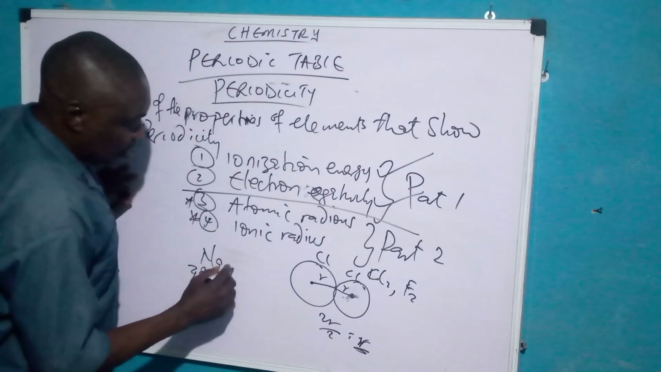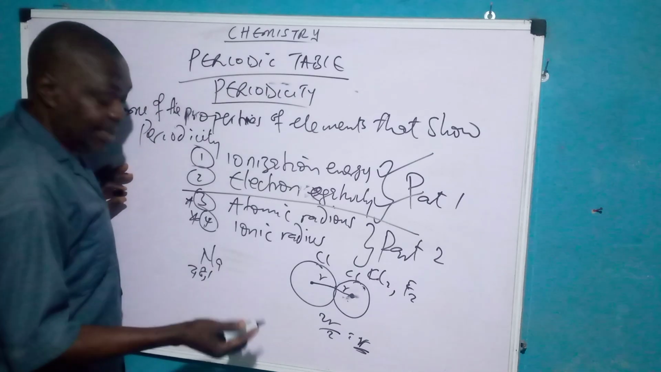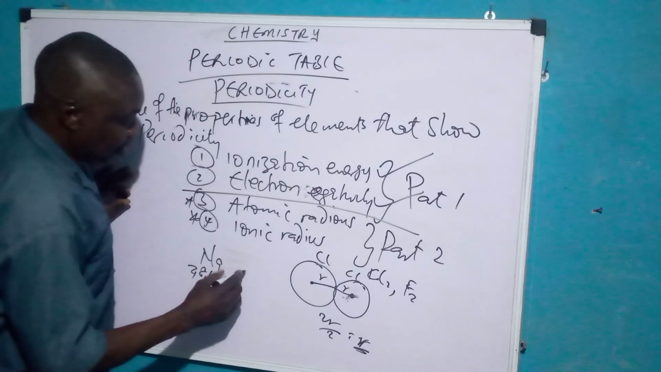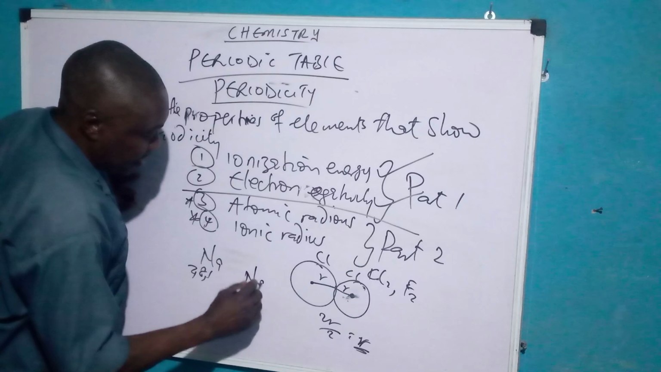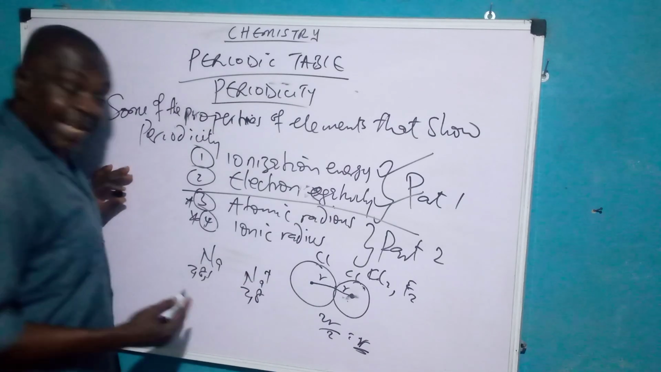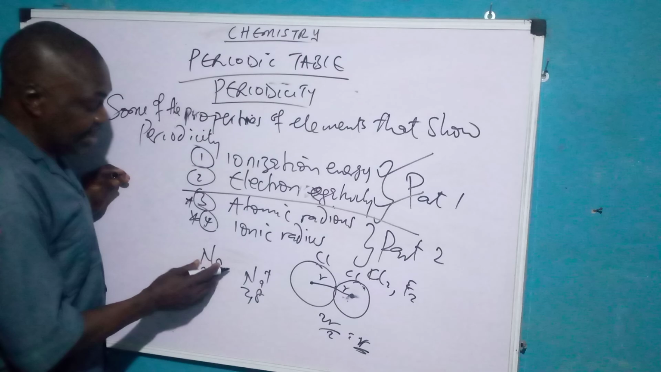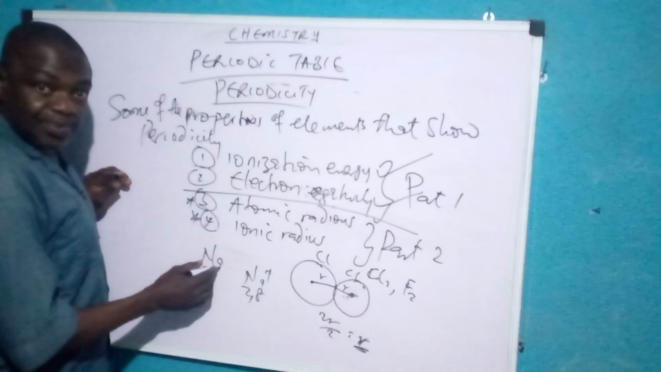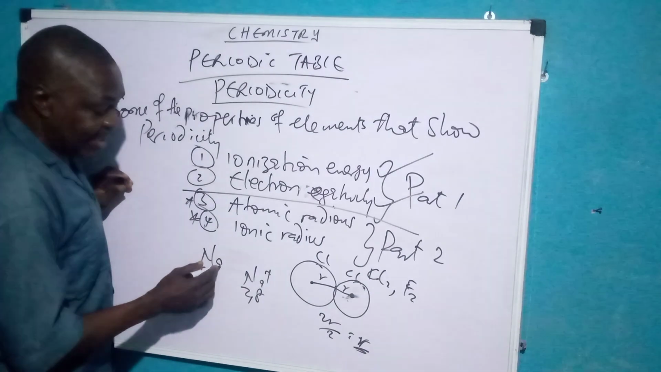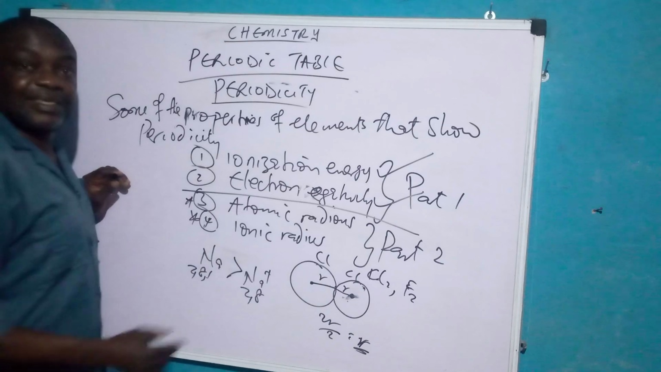Then you have the one that has already given out its single electron. You have Na plus, 2, 8. So it assumes that it has lost a shell. You see it. Therefore, the radius of a neutral atom is always bigger than that of its ion.